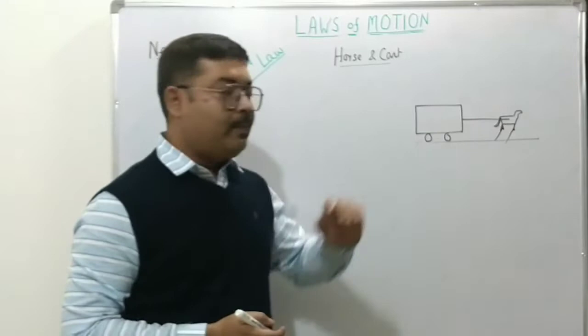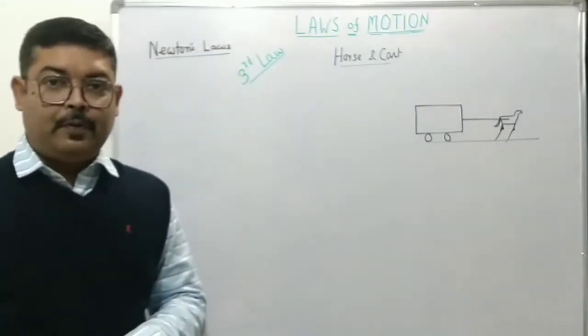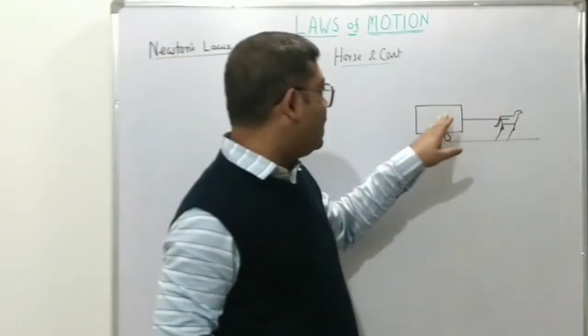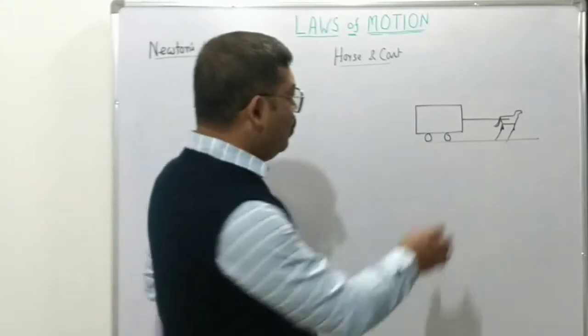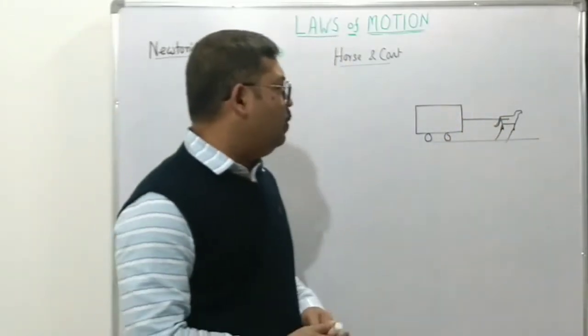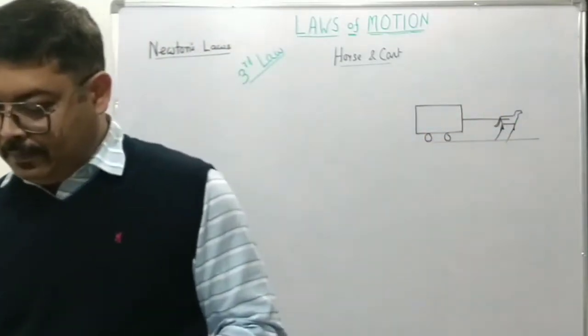Now let's move to a very old example of the third law of motion, and we can see how it can be applied to real life, which is known as the horse and cart problem. What happens is that, forgive me for the drawing, a horse is tied to a cart, say, through a string or a rod or something. Now, under what condition will the horse be able to pull the cart forward?